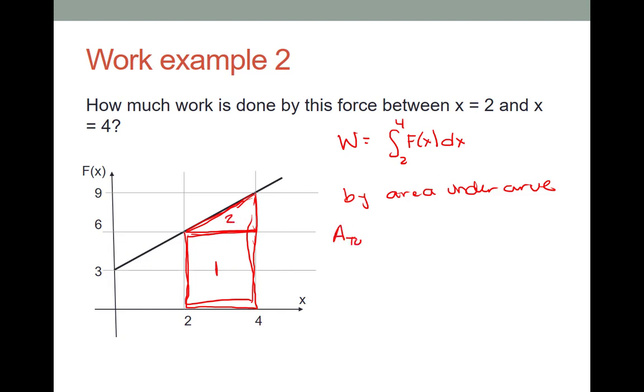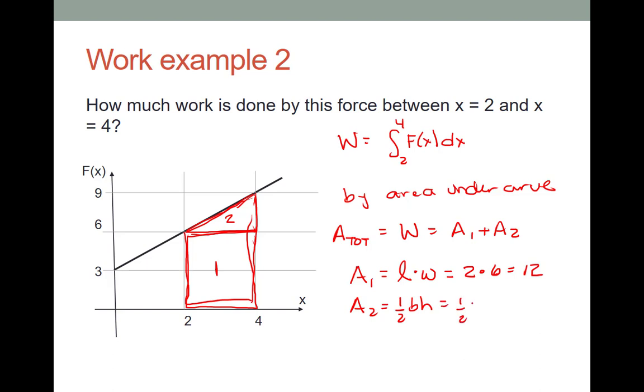So my total area, which will be the work, will equal A1 plus A2. The area of part 1 plus the area of region 2. 1 is a rectangle, so the area is found by length times width. The length is 2. The width is 6. So the area there is 12. A2 is a triangle, so the formula there is 1/2 base times height. So that's 1/2 times 2, and the height of the triangle is 3, which works out to be 3. So my total area, and therefore my work, equals 15.